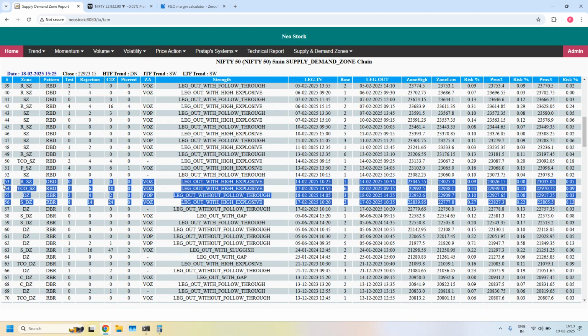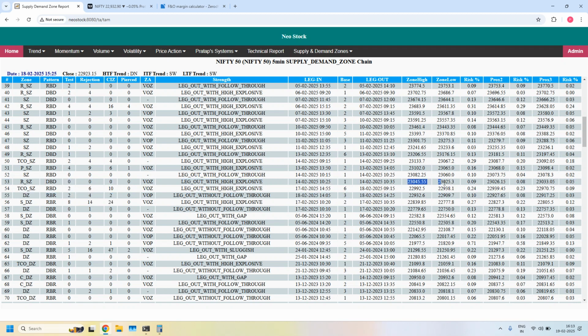Between entry serial number 53 and serial number 56, whatever levels you are seeing here, right? The zone high and zone low. Between those levels only, price moved today. This is how high liquidity zones control the prices during the intraday.